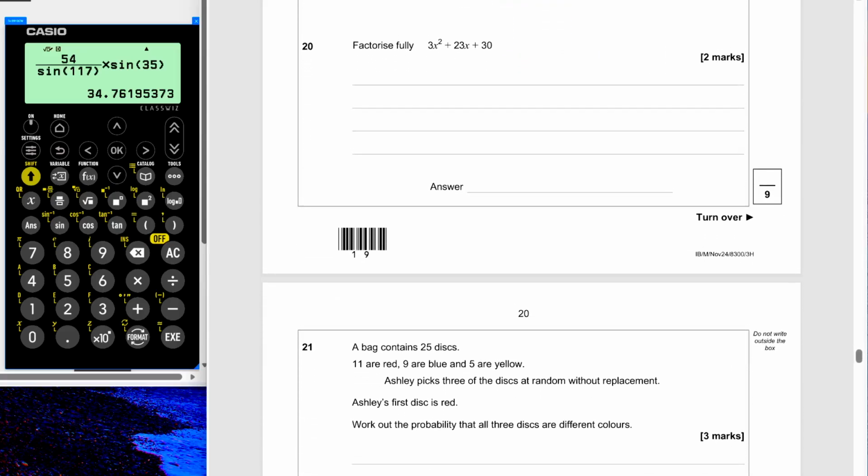Right, question 20, factorize fully. Okay, so we've got a non-monic quadratic. However, the only way that we can make a 3x squared is by a 3x and an x. Then we've got a couple of options here. We're still looking for 2 numbers that multiply together to make 30. But this time, 3 lots of one of the numbers plus the other number multiply together to make 23. So initially we can say both values have to be positive.